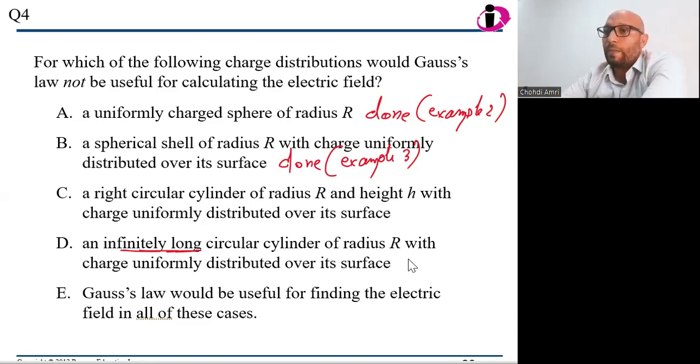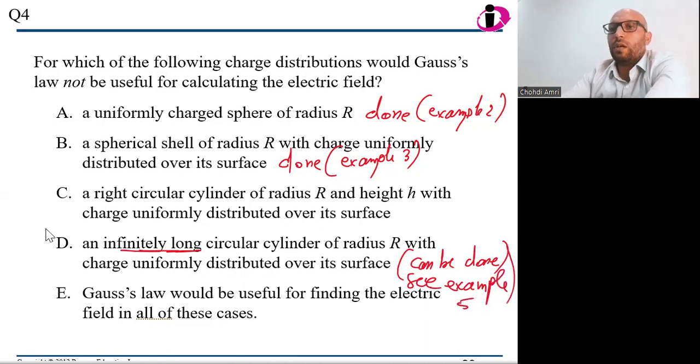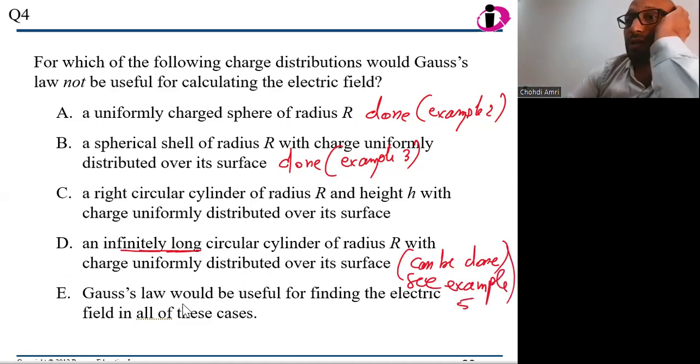But this also can be done. See example 5. Okay. Gauss's law, which we use for all the electric field cases. Let's come back to the propositions.